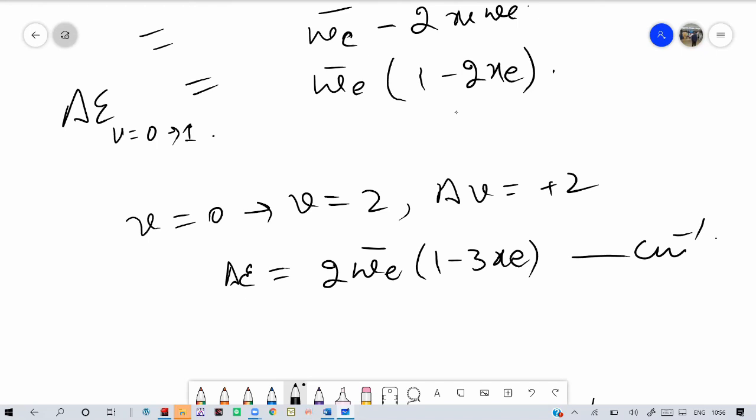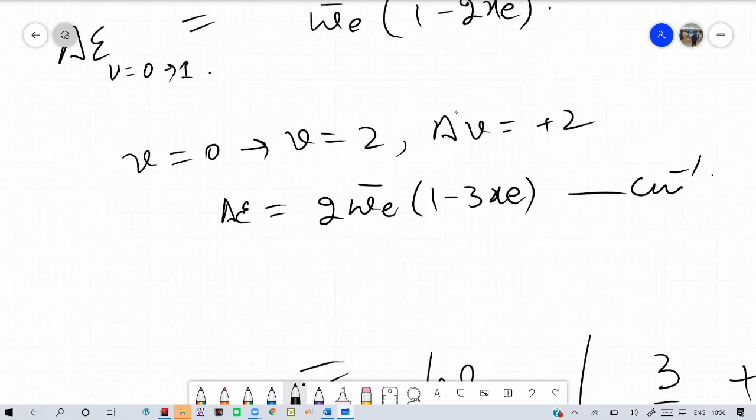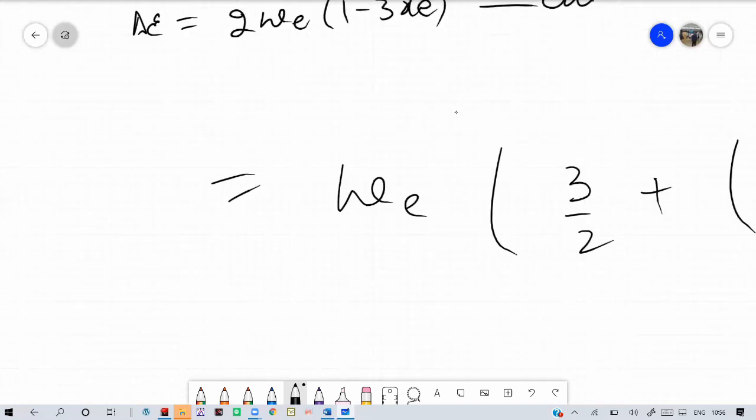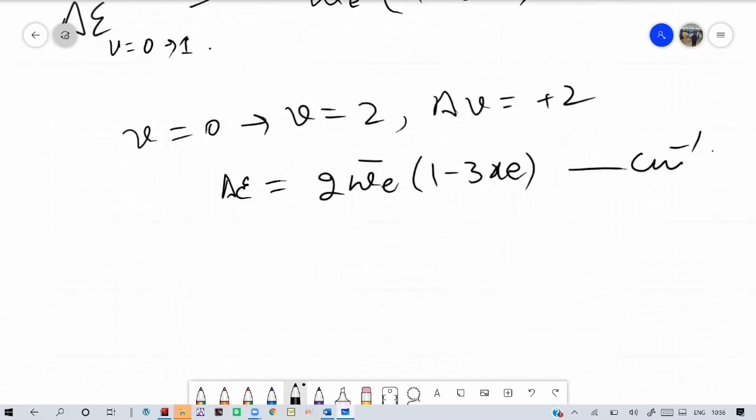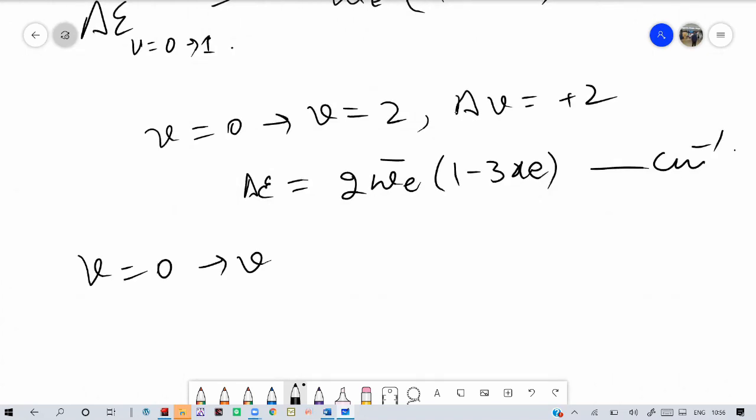And similarly, if you take nu equal to 0 to nu equal to 3, because we have delta nu equal to plus minus 3, so we can go up to plus 3, and when you put in the values nu equal to 0 and then nu equal to 3, then subtract nu equal to 0 from nu equal to 3, you will find delta E is equal to 3 omega e into 1 minus 4 xe.